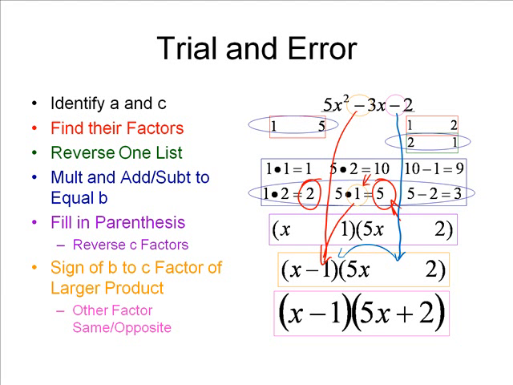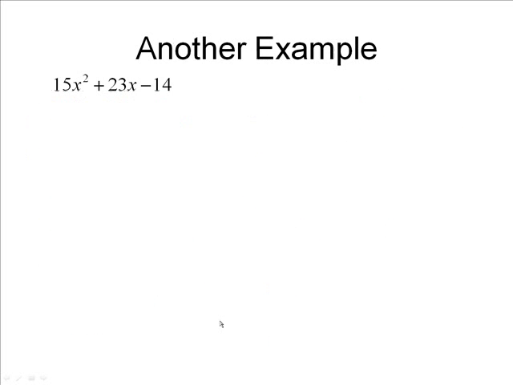And I admit, when the A and the C are prime, it is actually rather easy. It's more difficult to explain it than it is to do it. But consider this. 15x squared plus 23x minus 14.